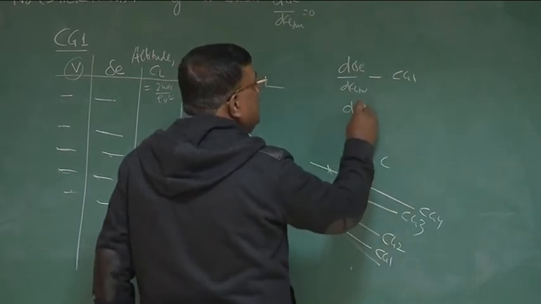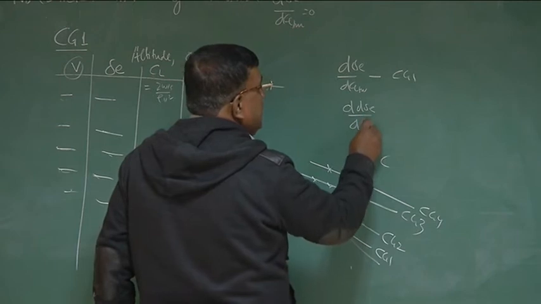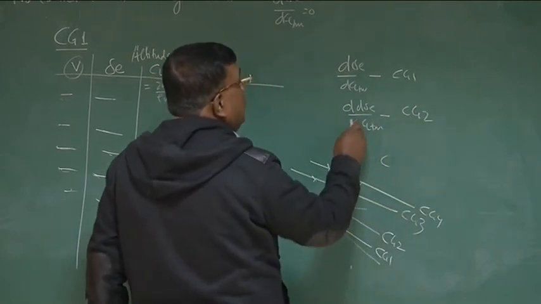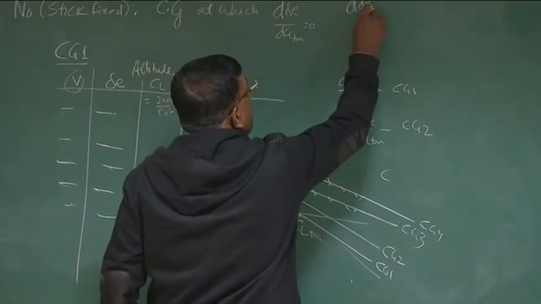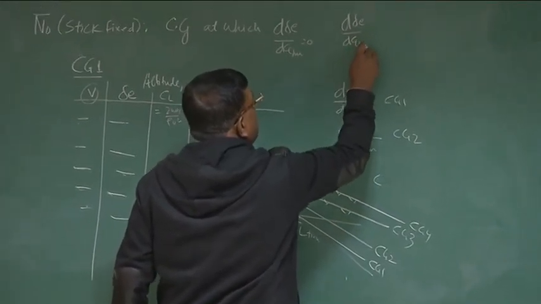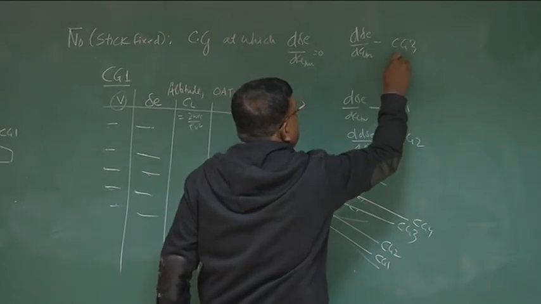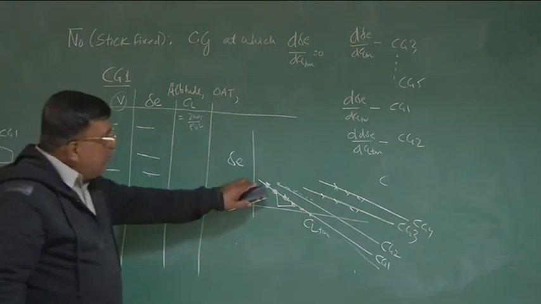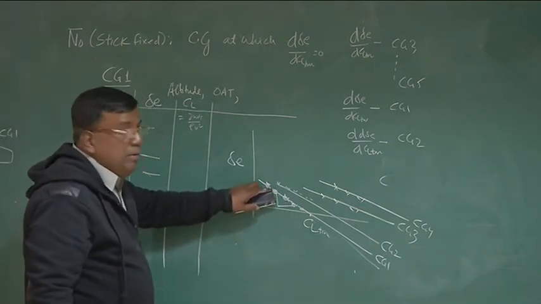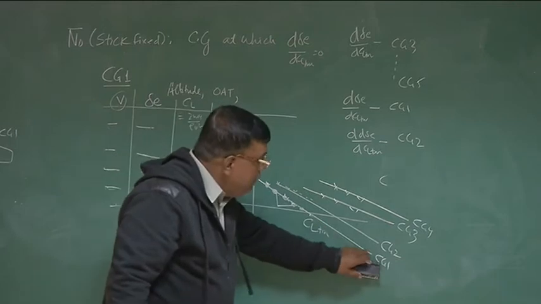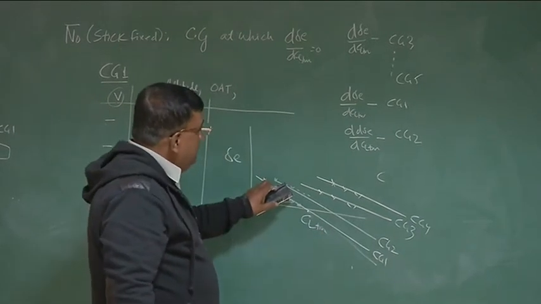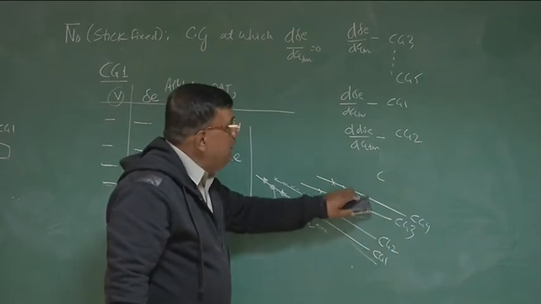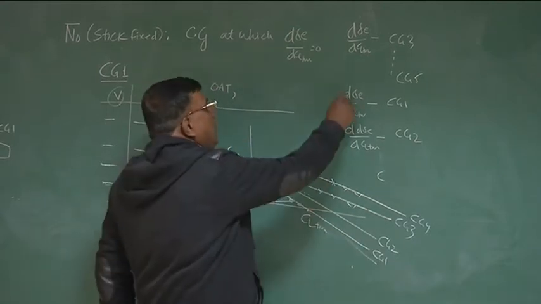Similarly, you will have d delta E by dCL trim for CG2. Like this, you will have d delta E by dCL trim for CG3. So you can have for many points, say CG5. Clear? You are taking the slope of this line, that is d delta E by dCL trim, corresponding to this CG1. Second graph, you come, d delta E by dCL, the slope of this line, for CG2. Like this you generate. And obviously this will be all negative.